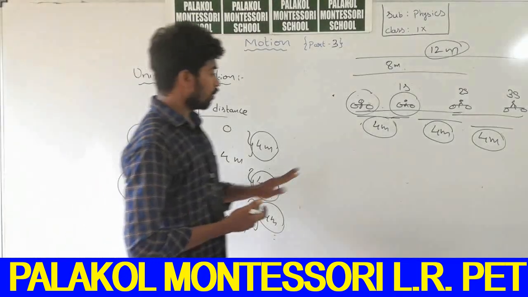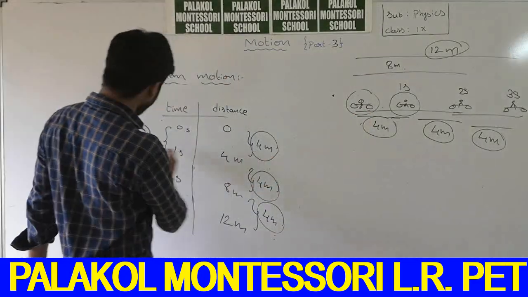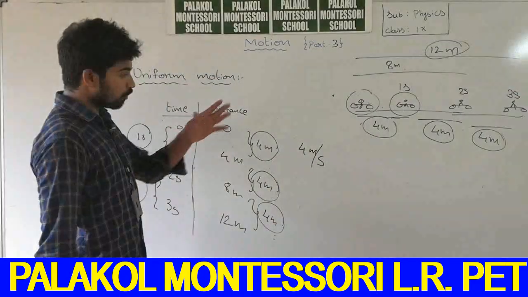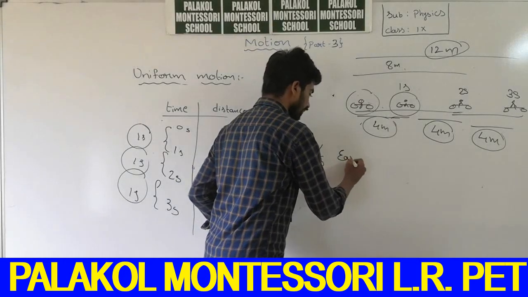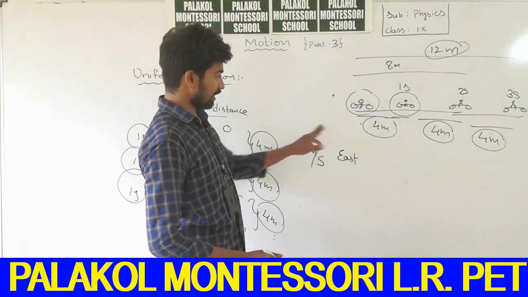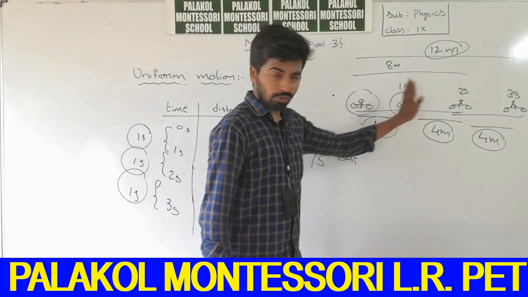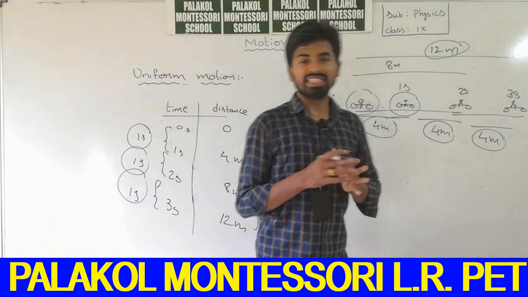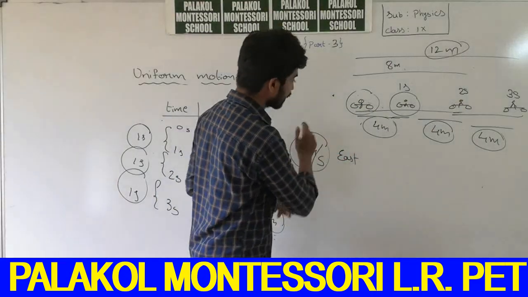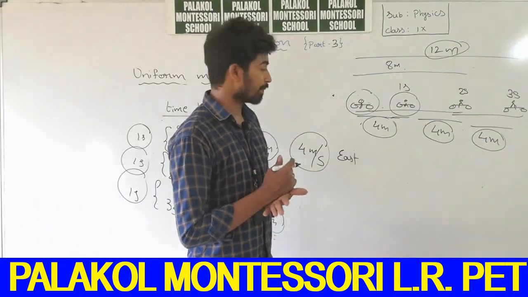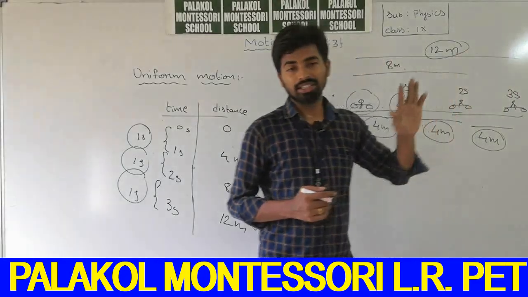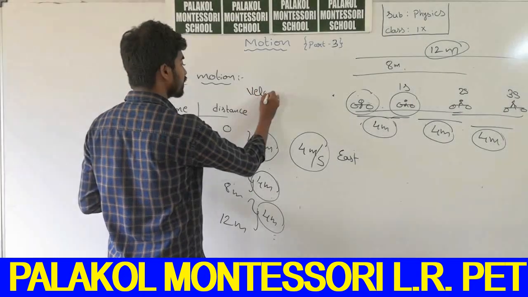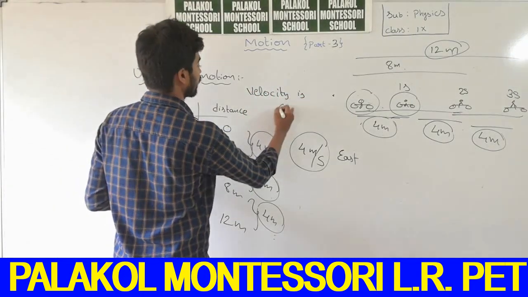So, what is your velocity here? 4 meters per second, towards east. In this position also your velocity is 4 meters per second, and afterwards it is also 4 meters per second. Here the magnitude, 4 meters per second, is not varying. Your speed is the same, your velocity is the same, and your direction is also not changing. Hence, in uniform motion velocity is constant.